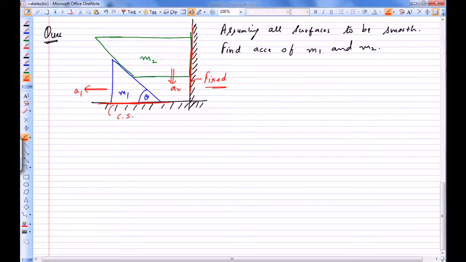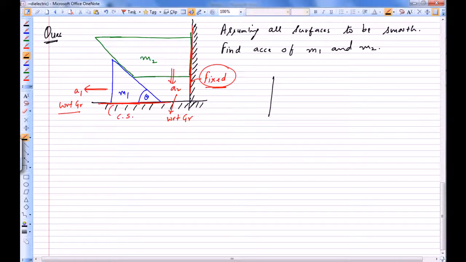actually at rest. Then these accelerations a1 and a2 are basically their accelerations with respect to ground. This is acceleration with respect to ground, and this is your acceleration with respect to ground. These are actually accelerations with respect to these fixed surfaces, and these fixed surfaces are not moving. Then these accelerations are with respect to ground. So we are done with the acceleration diagram.